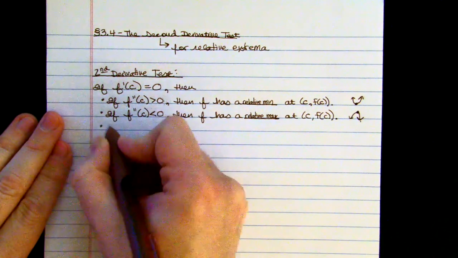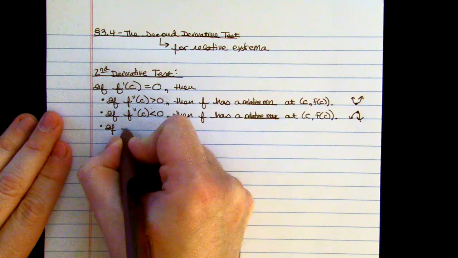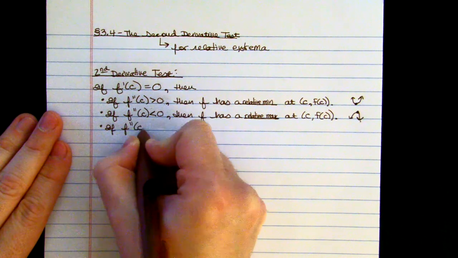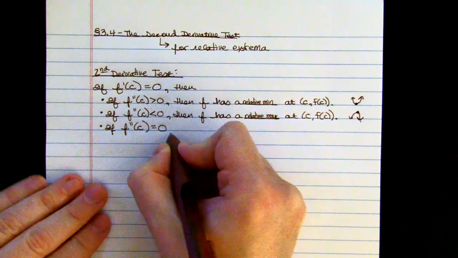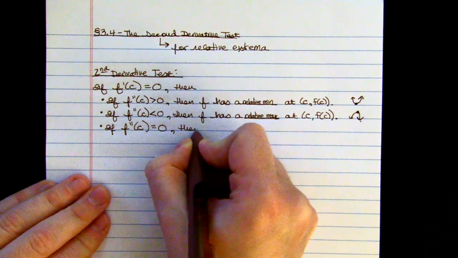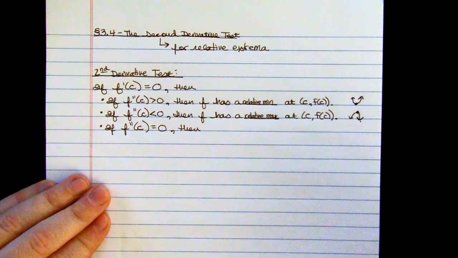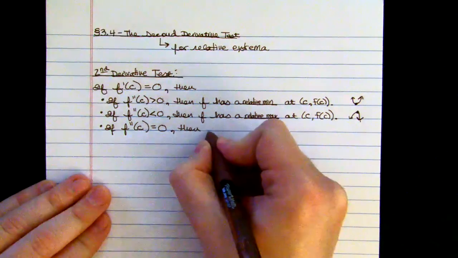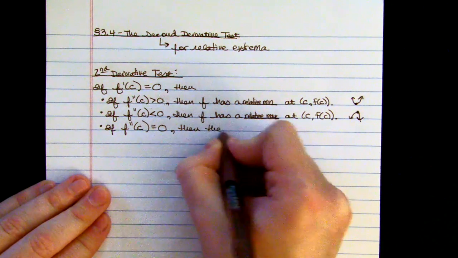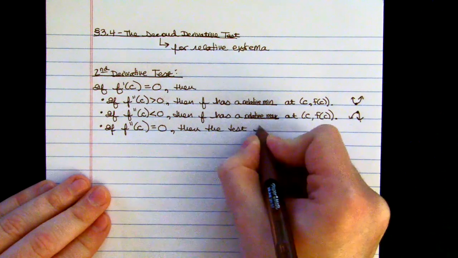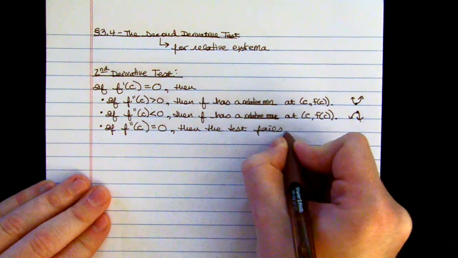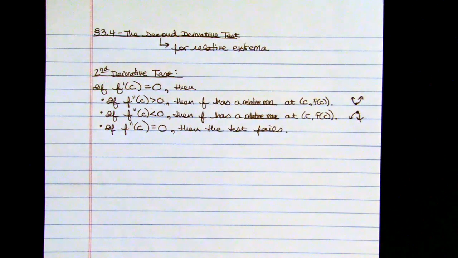There is one other case. If at the place where the first derivative is 0, the second derivative is also 0, then we actually can't tell. We might have a relative max, we might have a relative min, we might have nothing special. We're just going to say, then the test fails. And we have to use probably our first derivative test in our number line to figure out for sure if there's a relative max or a relative min there. Take a moment, copy this down, and then I have 2 examples I'm going to show you.